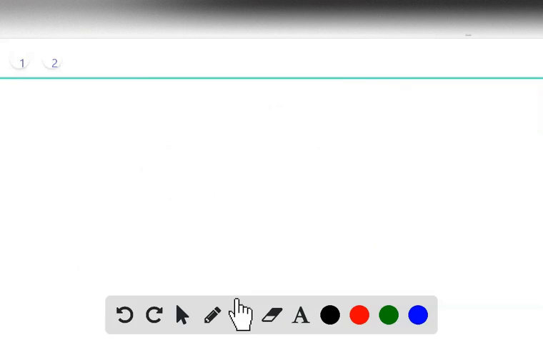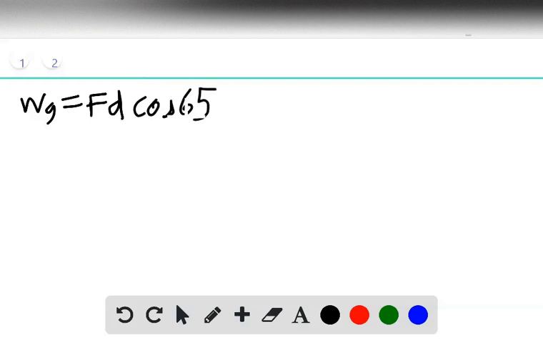Okay, so the next part asks for the work done on the piano by the force of gravity. So the direction of motion is in the x direction. Gravity is working in that same direction as well. So the work of gravity is going to equal force times distance. Our original angle was 25 degrees. Subtract that from 90, and you're going to get that gravity is acting at cosine 65.